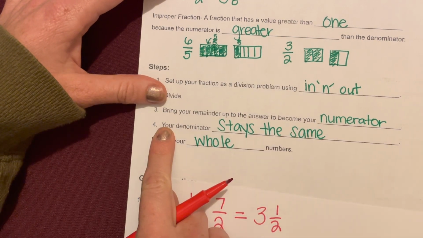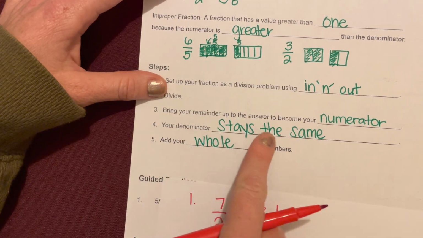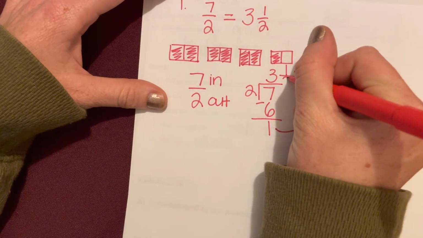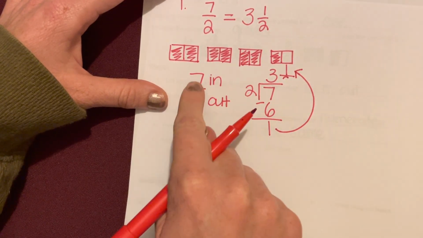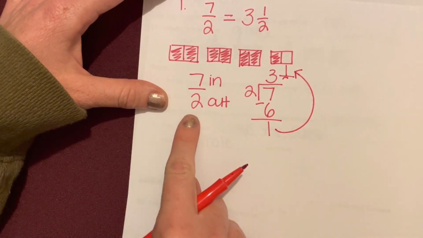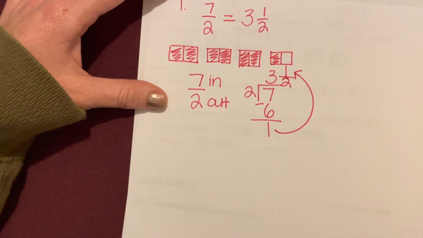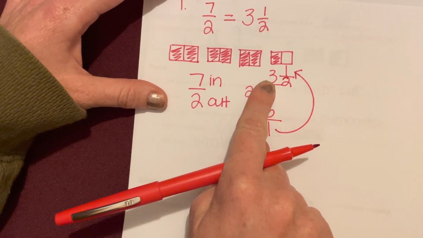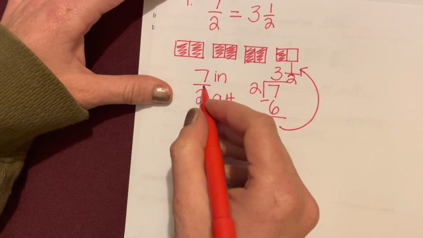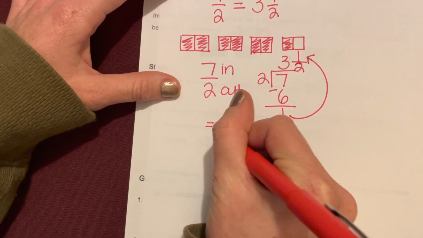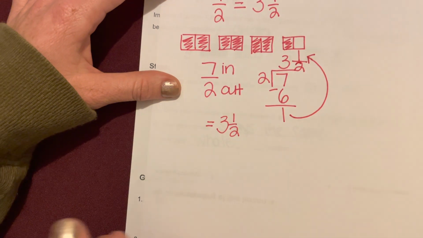And then step 4 says your denominator stays the same. And look, my denominator was 2 there, it's 2 here, so my denominator here is going to be 2. And then add your whole numbers, so I have 3. So 7 halves is equivalent or equal to 3 and 1/2.